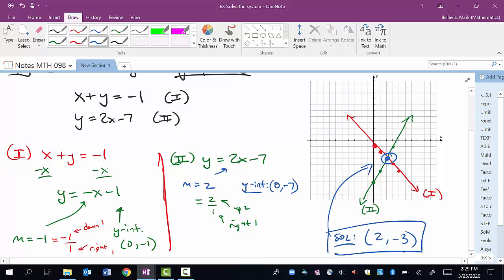So, making sure that you graph both lines and that you're being very accurate is really important here, because you want to find that point where they intersect. And if you're not being accurate with your lines, then you're not going to actually find the correct point. Let's take a look at another one.